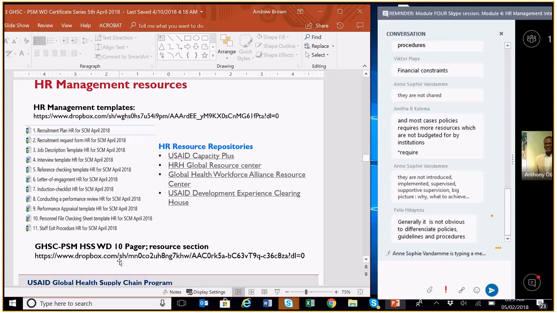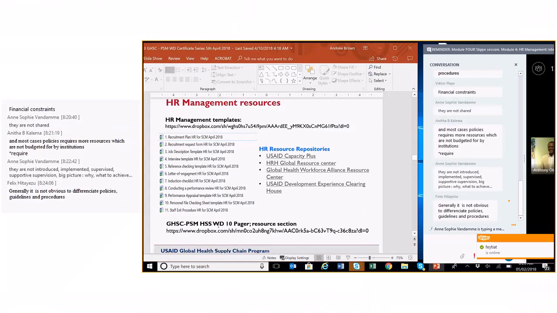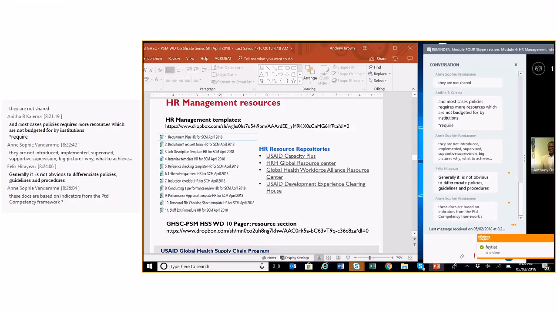The other thing we've been using as a reference in this particular module series is the Workforce Development 10-pager that I made. We introduced you to that, and these particular documents were introduced to you in Module 1 and again are available in the Dropbox.